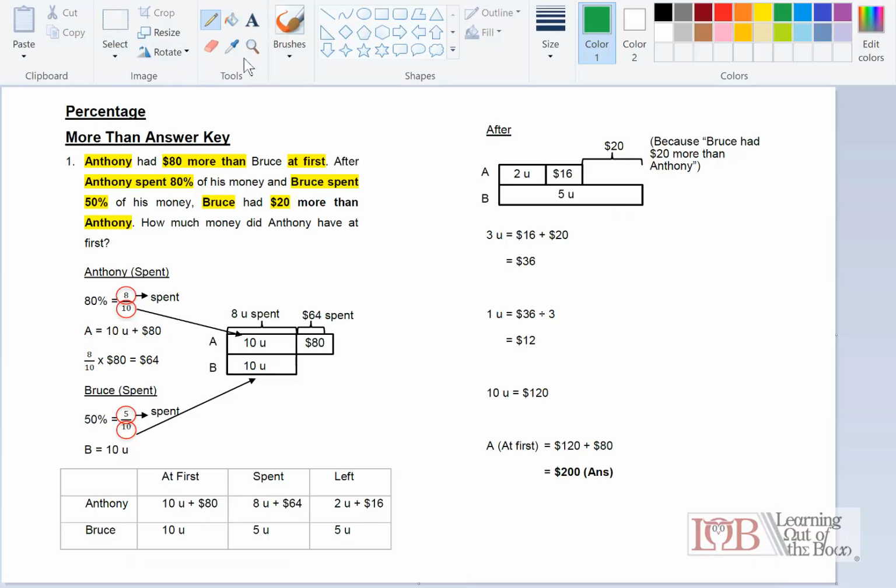Alright, Anthony had $80 more than Bruce at first. After Anthony spent 80% of his money and Bruce spent 50% of his money, Bruce had $20 more than Anthony. Okay, so how do I start solving it?